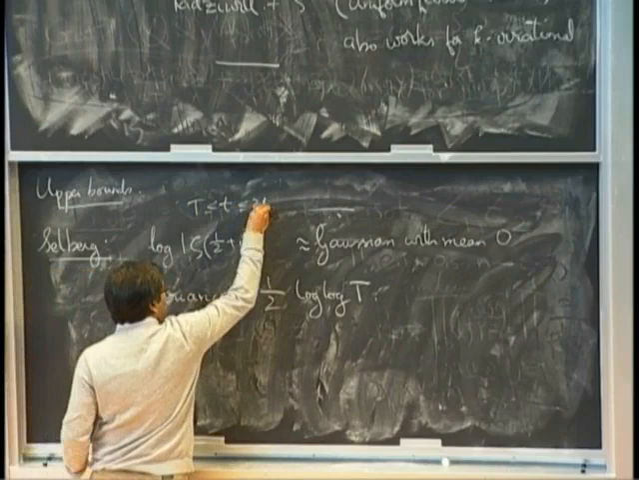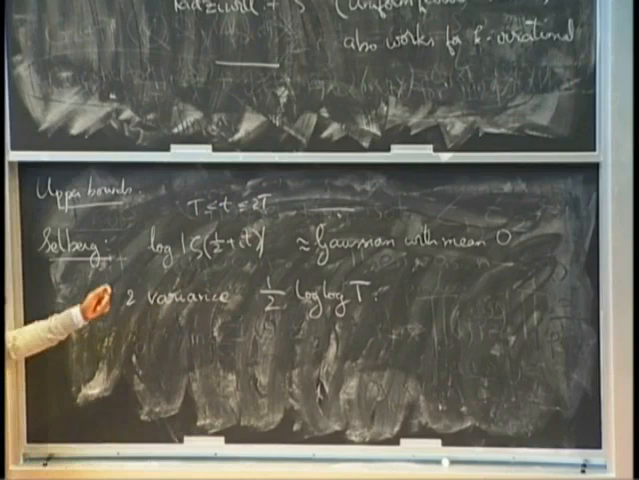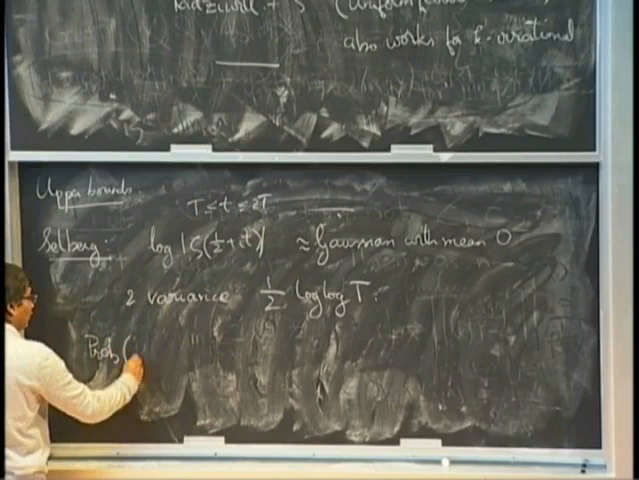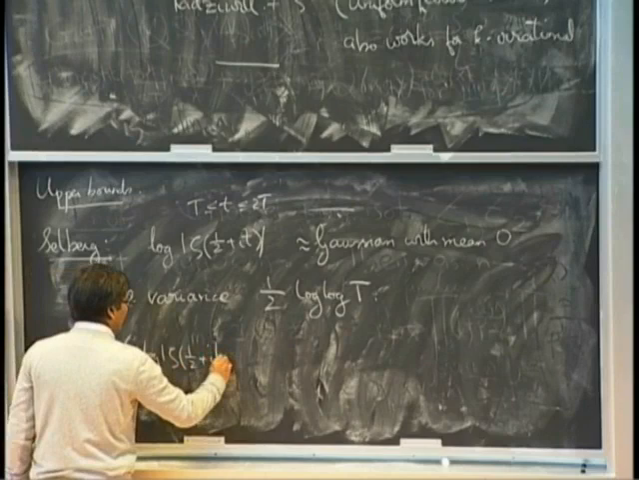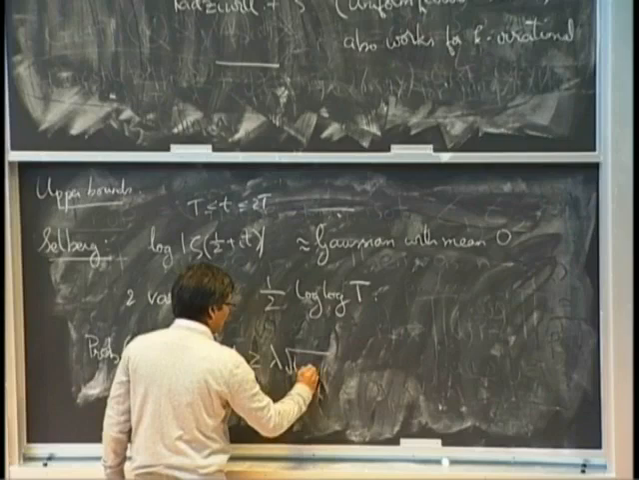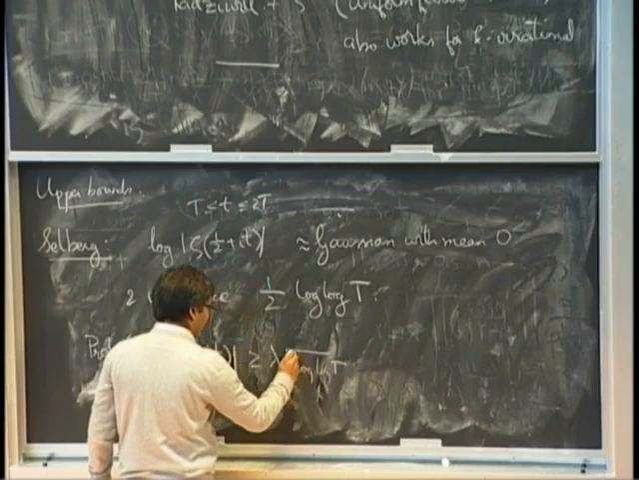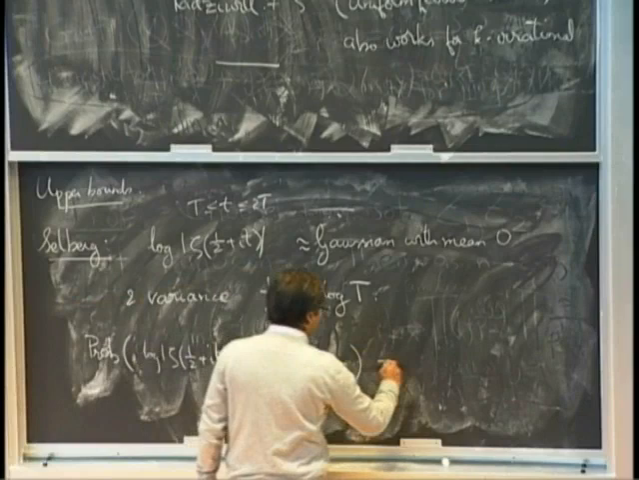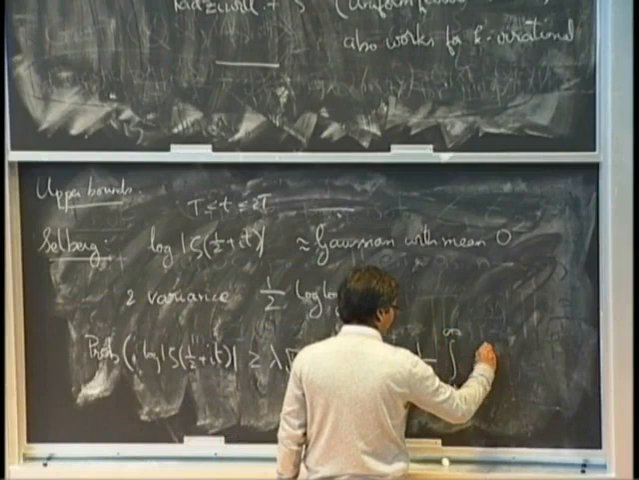So what does this mean? This means that if you ask for the probability or the measure of values t for which log mod zeta of half plus i t is bigger than some, say, lambda times square root of log log x, maybe a half, right, the square root of the variance, then that's something like 1 over square root of 2 pi, the integral from lambda to infinity, e to the minus x squared over 2 dx.